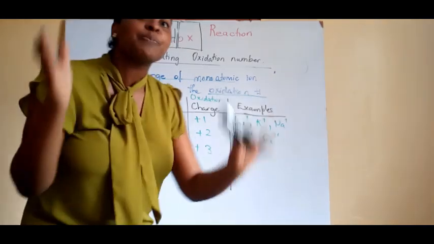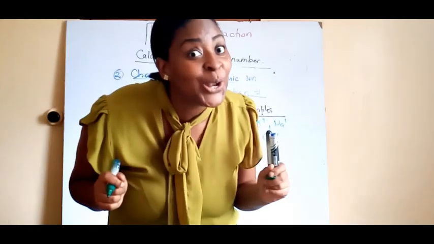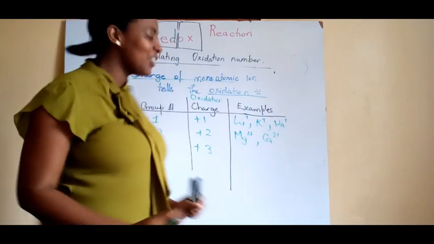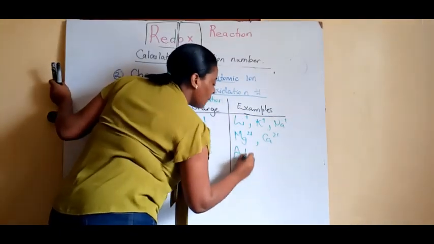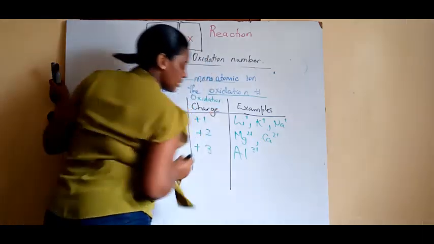Elements in group 3, such as aluminum, lose 3 electrons to become stable, so the charge is positive 3. So if the charge is positive 3, the oxidation number is going to be, yes, positive 3. Good. So positive 3, such as aluminum, Al 3 plus.